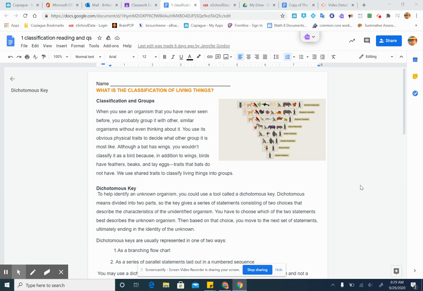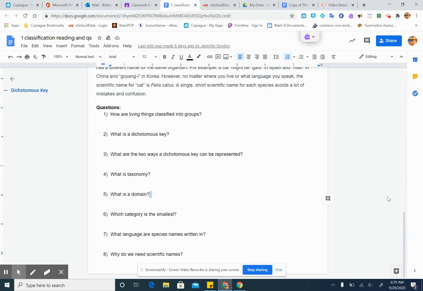Good morning. I'm going to read this article aloud to you, but let's pre-read the questions first. Number 1, how are living things classified into groups? Number 2, what is a dichotomous key? Number 3, what are 2 ways a dichotomous key can be represented?